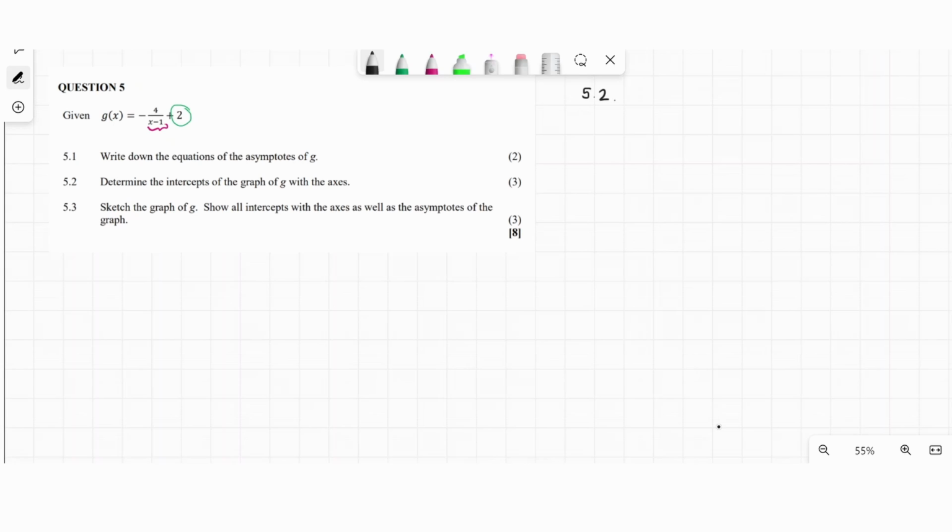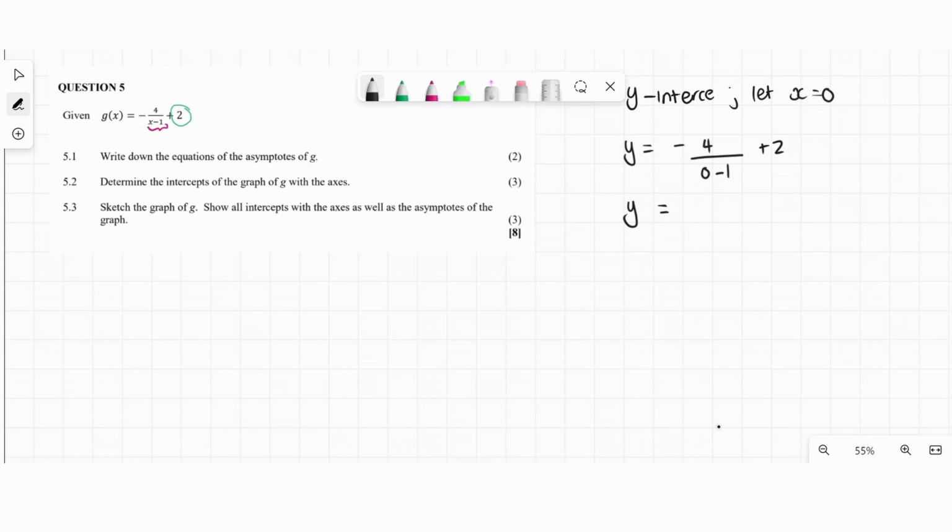Then question 5.2 says determine the intercepts of the graph g with the axes. So we need to determine the coordinates. So for the y-intercept, what do we need to do? We need to let x equals to 0. So wherever here in the equation we see x, we're going to substitute by 0. So we're going to change this g of x and just make it y. So you're going to say y is equals to negative 4 divided by 0 minus 1 plus 2. Then punch this whole thing in your calculator, which you're going to get y is equals to 6. Then we're going to write in coordinate form. So for the x value, it's going to be 0. Then for the y is the one that you just solved, which is 6.